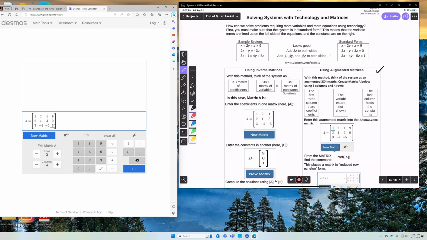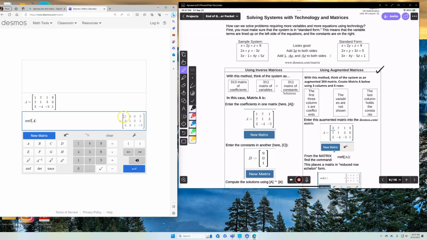Now, a warning for everybody. If you don't type this in correctly, in other words, the coefficients, and it has to be in standard form, you're going to get the wrong answer. So I'm going to go ahead and press enter. So now my matrix is in the calculator. I'm going to do row reduced echelon form, and all you have to do is type in the matrix.